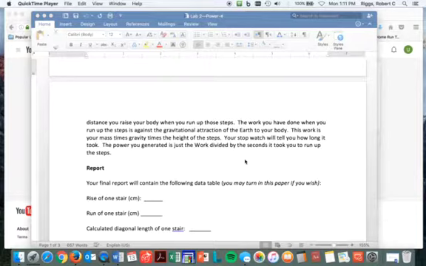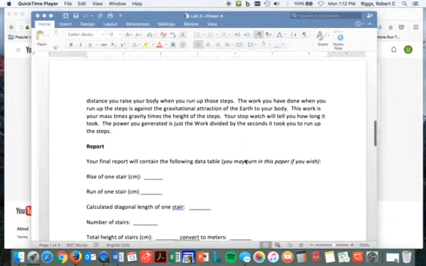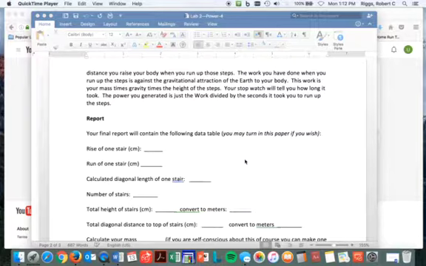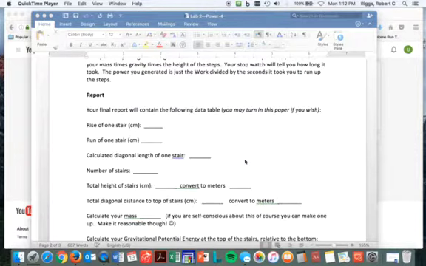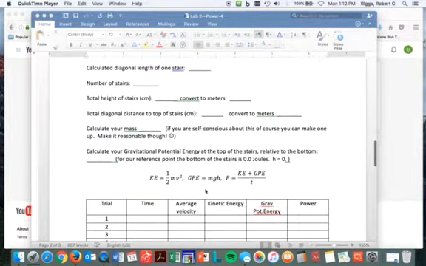Your final report should contain the following data: the rise of one stair, the run of one stair, and the calculated diagonal length of one stair, so that I can get my average speed. That's probably the trickiest calculation we're going to do. Then the number of stairs, total height of the stairs converted to meters, total diagonal distance of the stairs converted to meters, your mass, and gravity. The power is your kinetic energy plus the gravitational energy divided by the time that you went up the stairs. All right, so let's take a look at my data real quick.